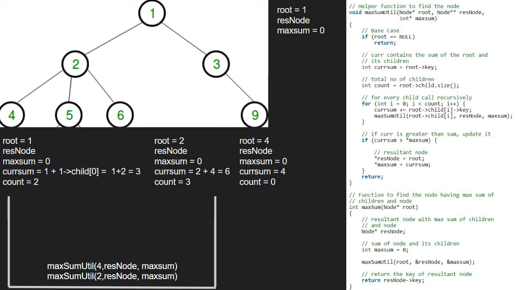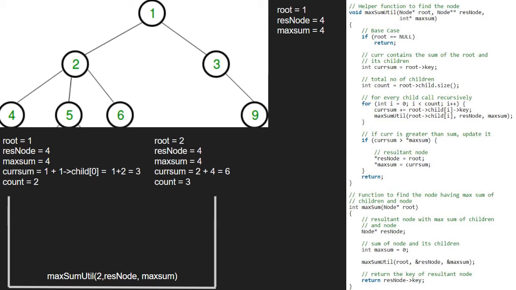Now as count is 0, we don't enter the inner for loop and go to the if part. We check if cur sum is greater than max sum. As 4 is greater than 0, we set rest node to root and max sum to cur sum. So rest node will be 4 and max sum will be 4. Then we return to the previous call.